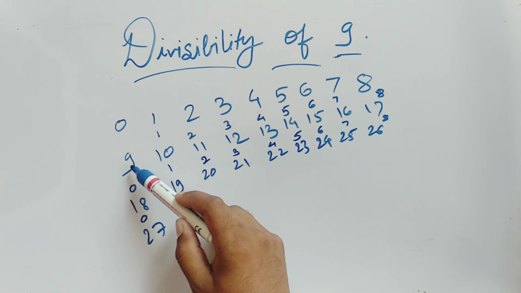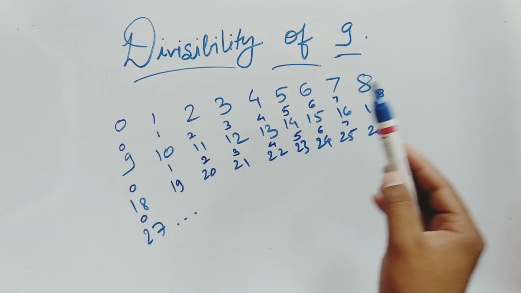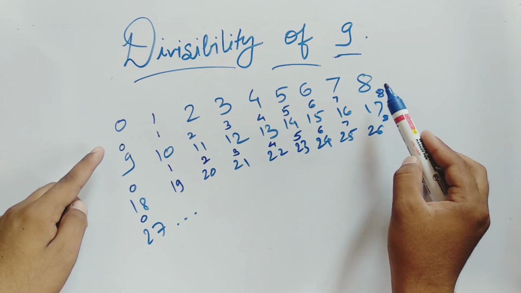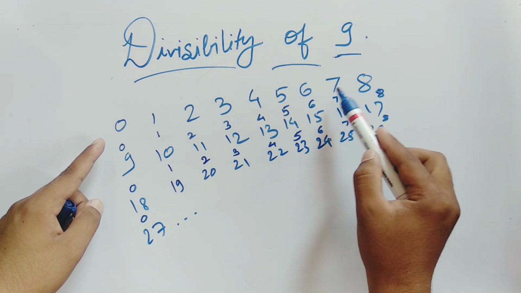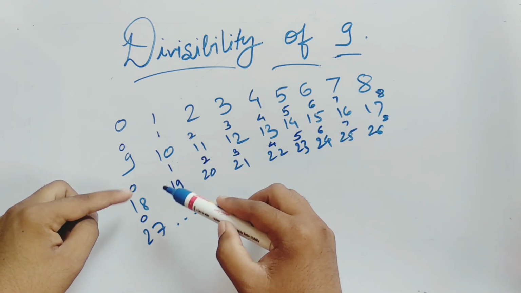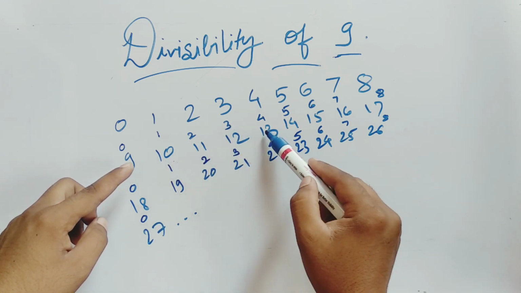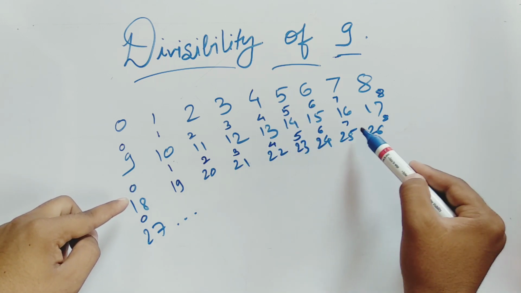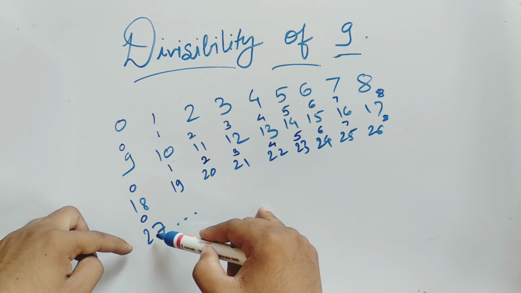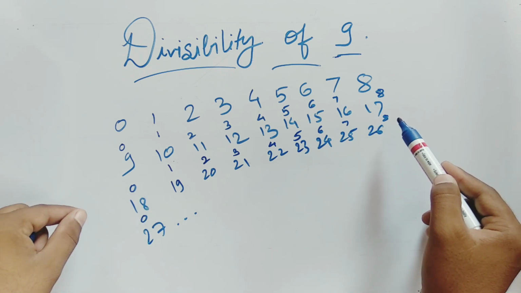Similarly for 9, as 9 is completely divisible by 9, we get the remainder 0 here. So what pattern do you observe in this series? We get 0 to 8 as single digits in the first row, and between 9 and 18 we have effectively converted 2 digit numbers into their single digit equivalent form. And in row 3, between 18 and 27, both of which are multiples of 9, we have converted the 2 digit numbers into their single digit equivalent form.